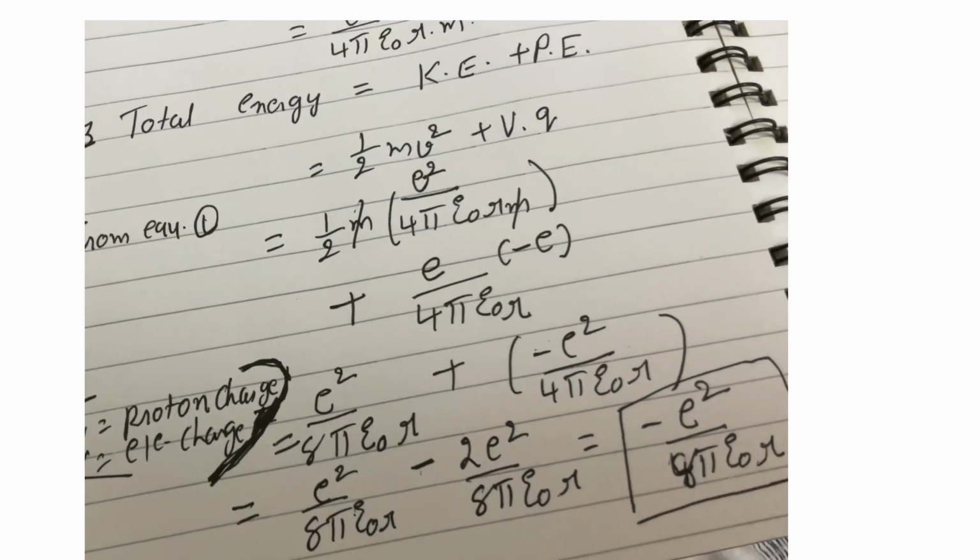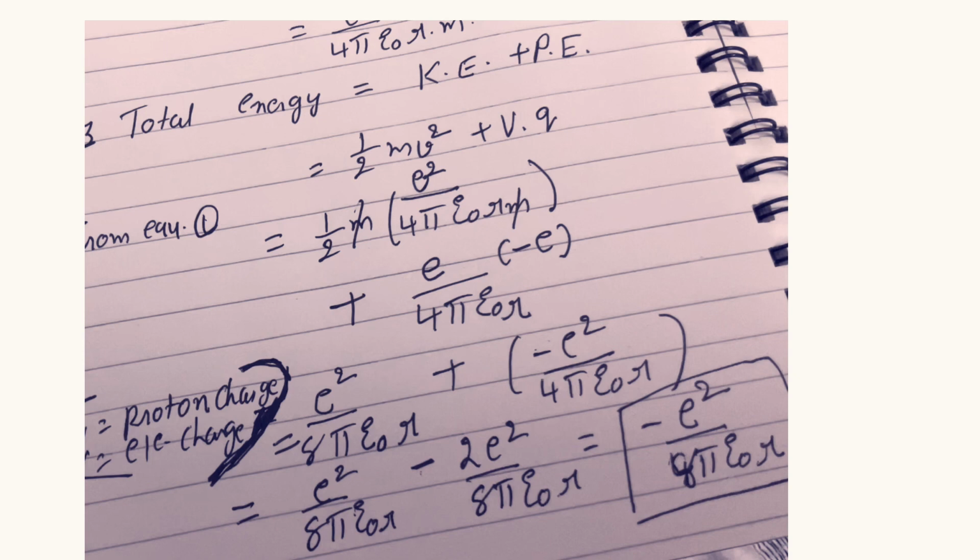So now for easy calculation, we have to multiply the second term with 2 in numerator and denominator. So what will we get? e square by 8 pi epsilon naught r plus minus 2e square upon 8 pi epsilon naught r. So the denominator will be equal, so we can calculate the numerator.